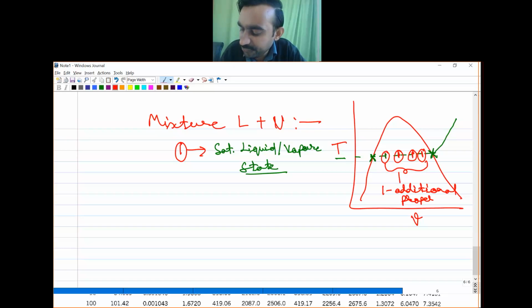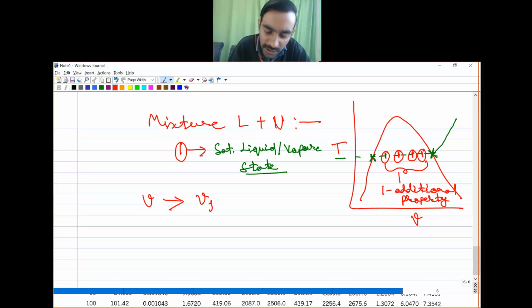So for the mixture we require one additional property, and that additional property can be the dryness fraction. If you are able to measure it directly, it can simply be your dryness fraction. Otherwise, say you are representing some overall specific volume as v, then you obtain the value of x by using v equals vf plus x times vfg. Here f I am referring to liquid.